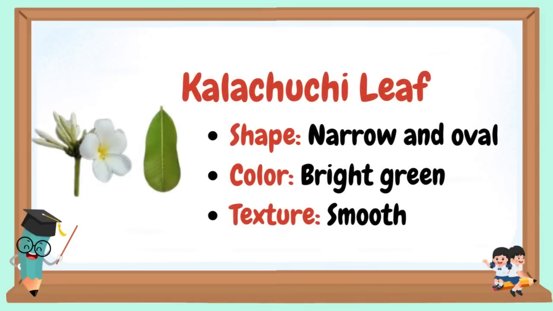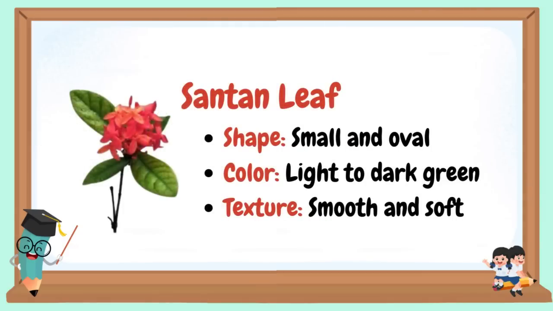Calachuchi leaf, shape narrow and oval. Color, bright green. Texture, smooth. Santan leaf, shape small and oval. Color, light to dark green. Texture, smooth and soft.